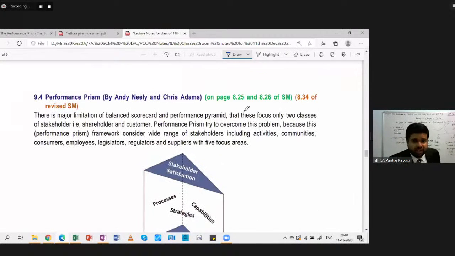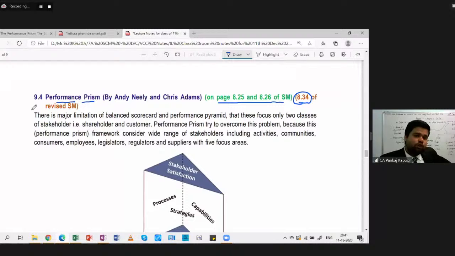Although it has already been tested, hence the probability is a bit less, but don't commit anything. Don't have a presumption that it will not be tested again. It may be tested again. Okay, so the performance prism is given on page number 8.25 and 8.26 of the older study material and 8.34 of the revised study material.